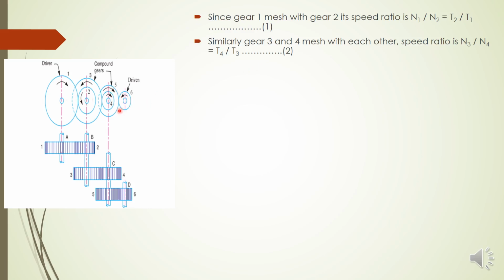Yes, the last one, 5 and 6. So 5 and 6 meshed with each other. So we can write N5 by N6 equal to T6 by T5. So here also we are getting 3 equations.